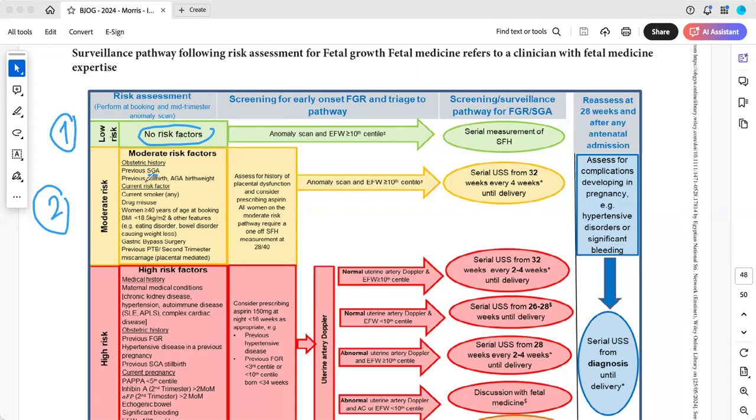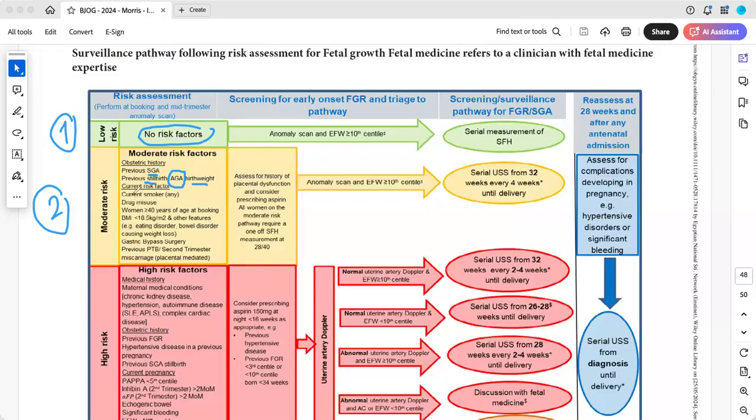Or a previous stillbirth. Okay, so a baby with previous fetal death, stillbirth, intrauterine fetal death, right? Yes, but the baby was AGA. What is AGA? AGA, appropriate for gestational age, right? So the baby had a normal birth weight at the time, but died in utero for any reason. Okay, so that we put here in the moderate risk group.